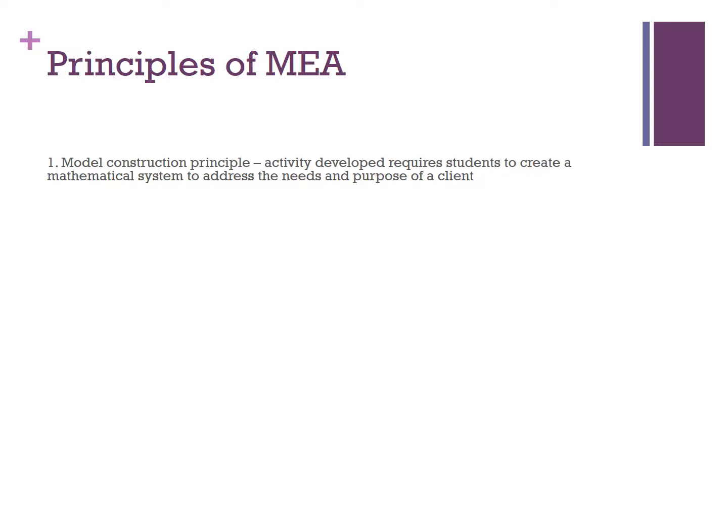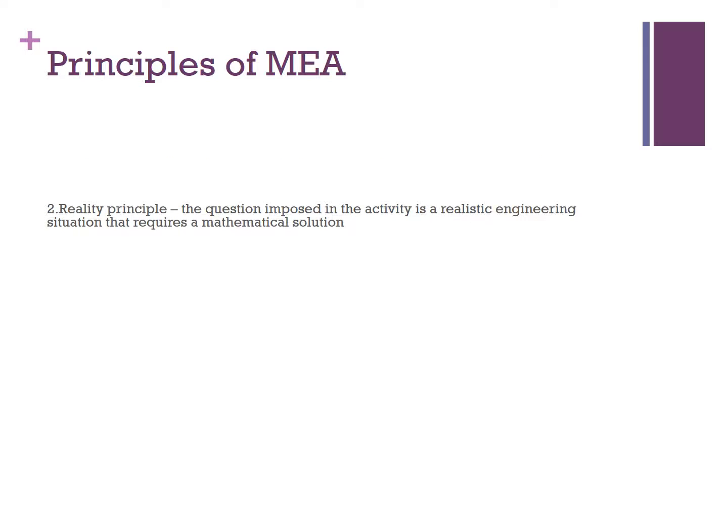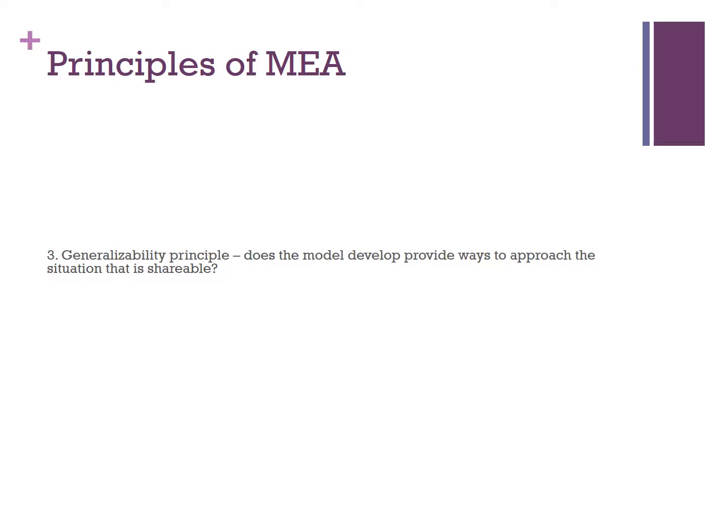There are 6 design principles of MEAs. The first is the model construction principle. So an activity developed requires students to create a mathematical system to address the needs and purpose of a client. The second is the reality principle. So the question posed in an activity has to be a realistic engineering situation and requires a mathematical solution.